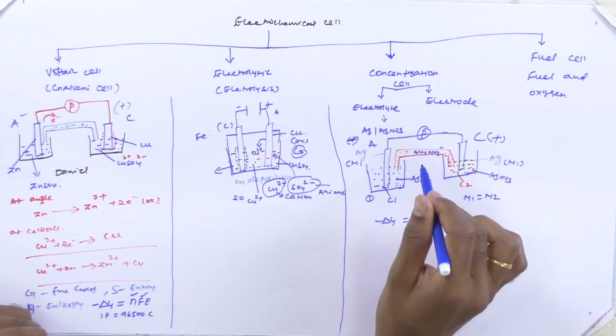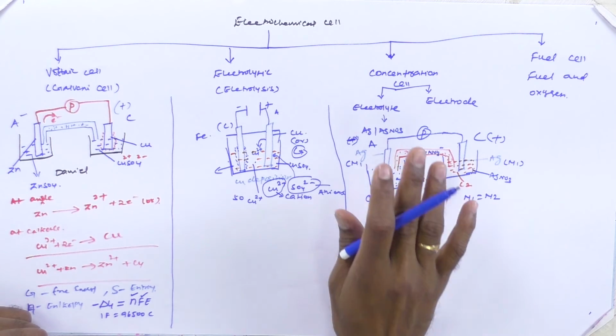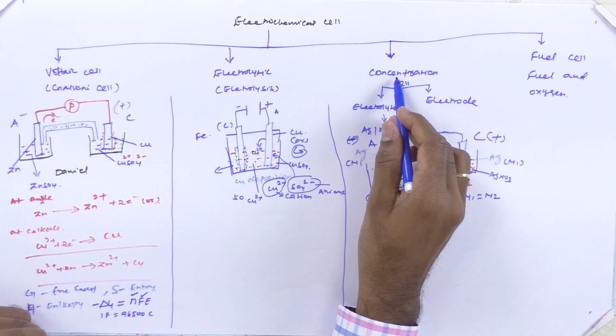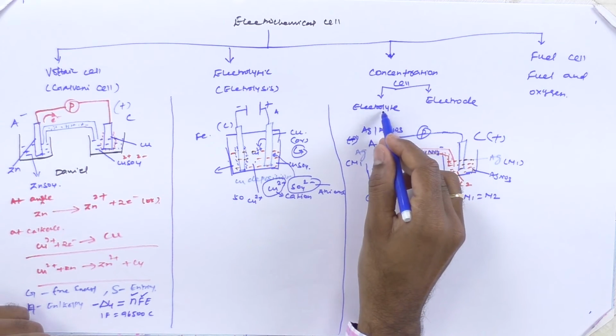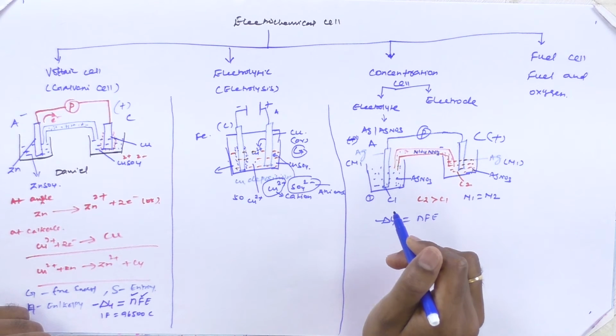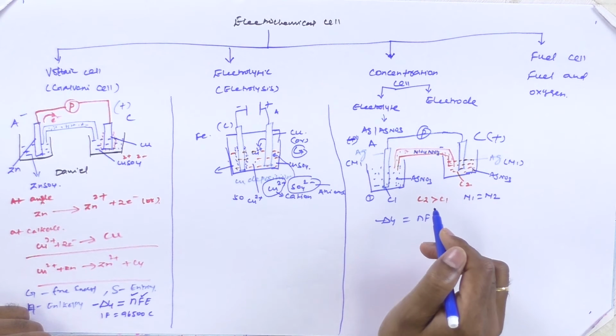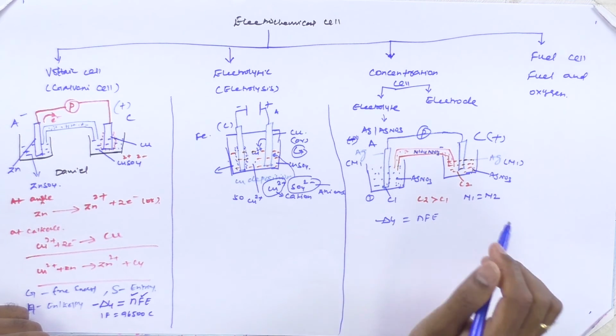Okay, so such types of cells are called electrolyte concentration cells. In an electrolyte concentration cell, electrical energy arises due to the transfer of substance from the higher concentration side to the lower concentration side. Alright.